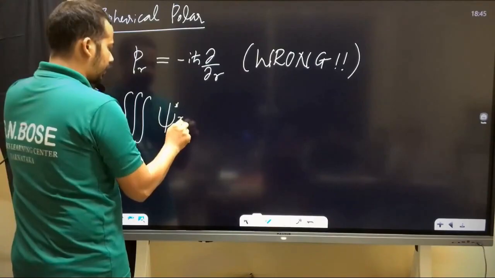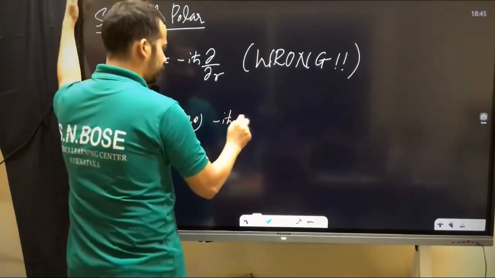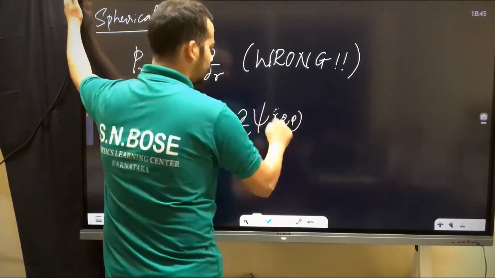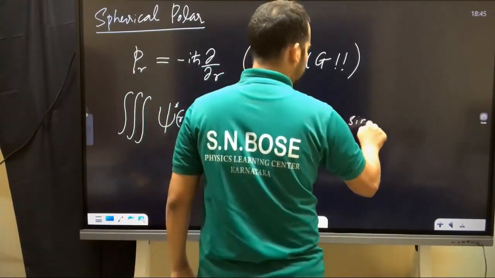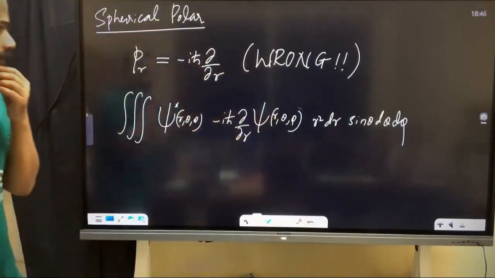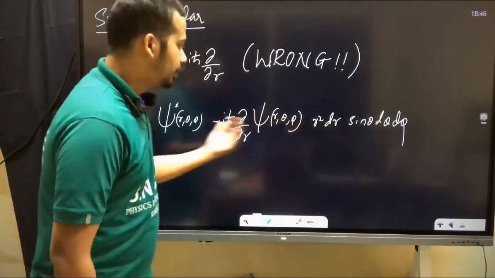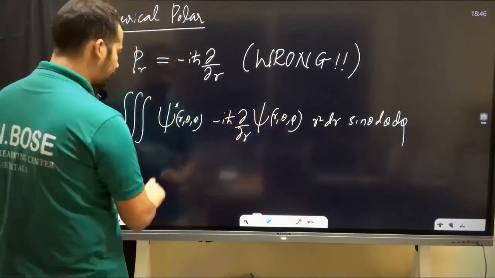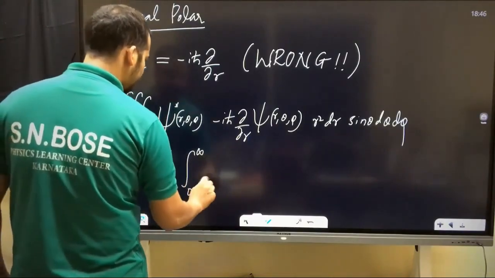Psi star of r theta phi, into minus i h bar, dou by dou r of psi of r theta phi, r square dr sine theta d phi. Now it's not straightforward integration by parts actually. r square is there, including that. With respect to r, suppose you are doing only the r part of the integral, I'll leave theta and phi later, I'm doing 0 to infinity.